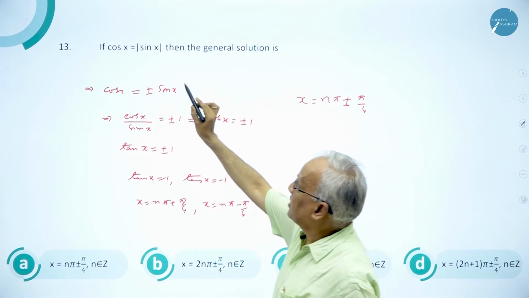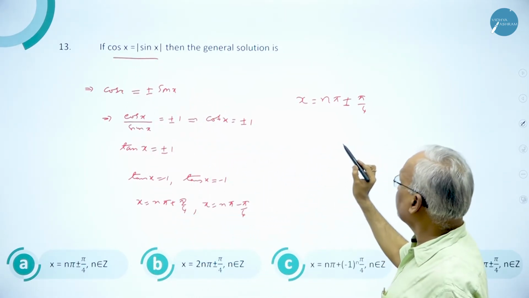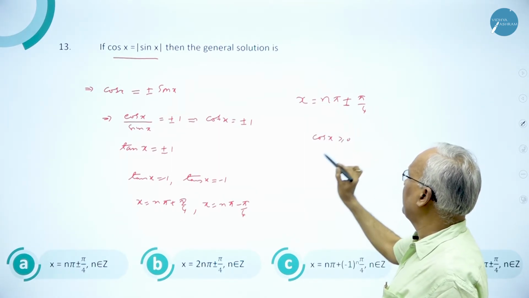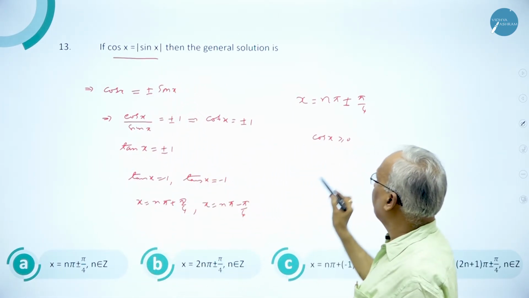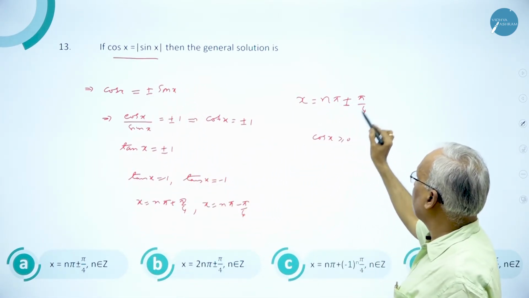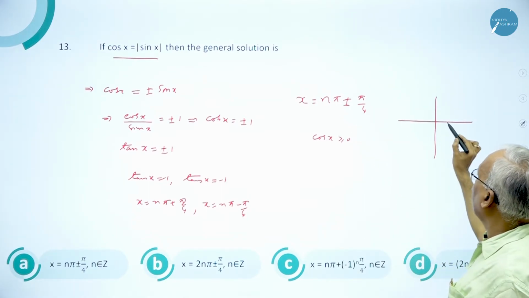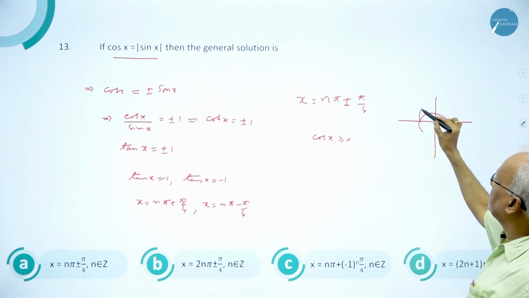Cos x equal to mod sin x. Go back to this equation. Cos x equal to mod sin x means cos x can never be negative. Please understand that. Cos x being equal to the modulus of something, it can't be negative. But when you take this n pi plus or minus pi by 4, suppose n pi is odd pi, then plus pi by 4 means third quadrant, minus means second quadrant.